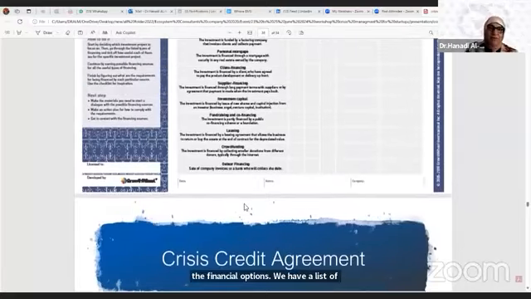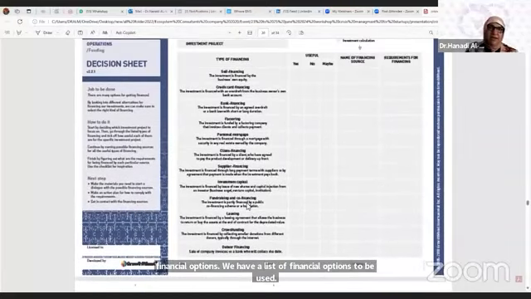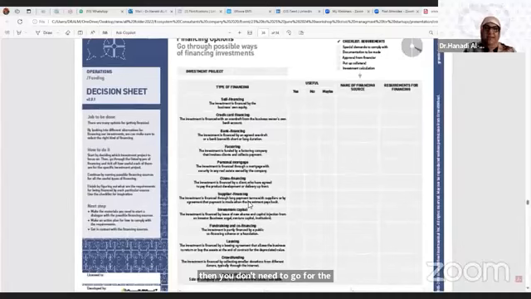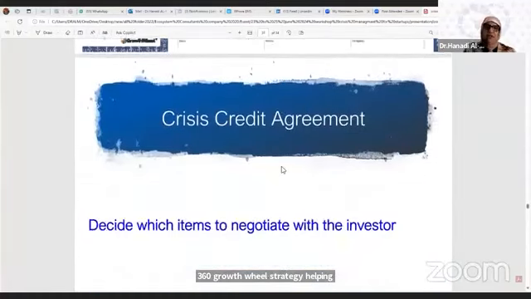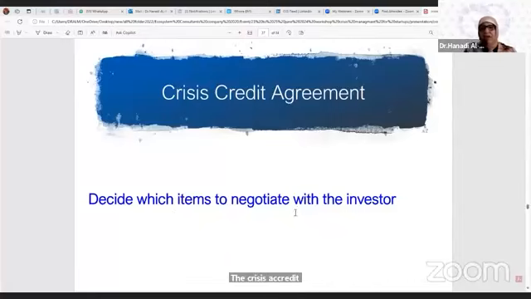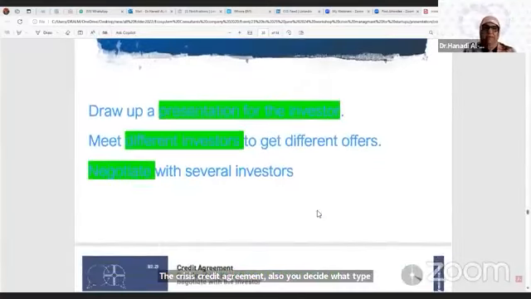Then you don't need to go for the financial advisory. The 360 growth wheel strategy helps you by using a decision sheet to list all your information. The crisis credit agreement, also you decide what type of negotiation with the investors.